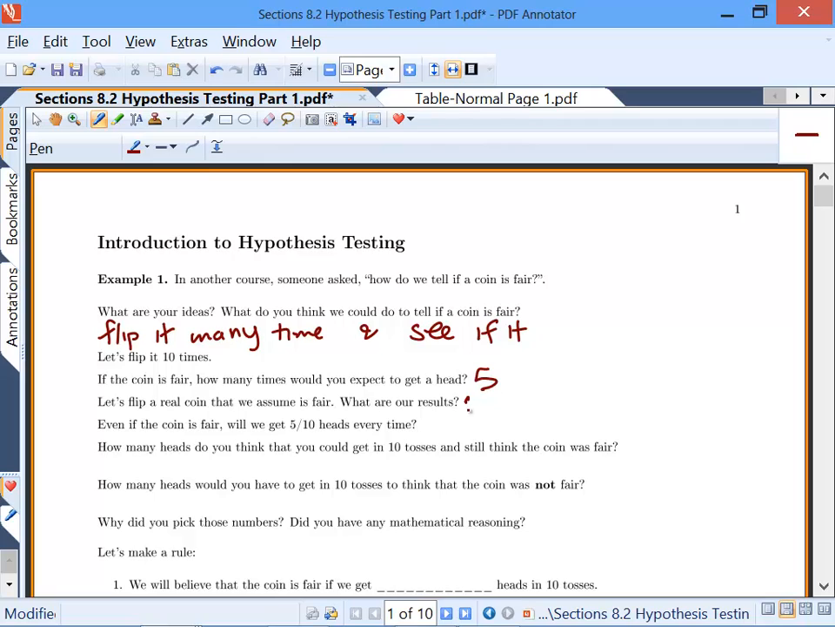Heads. Heads. Tails. Tails. Heads. Tails. Heads. Heads. Heads. Tails.